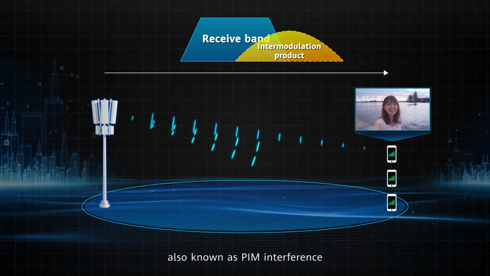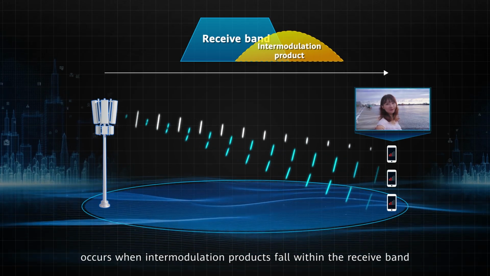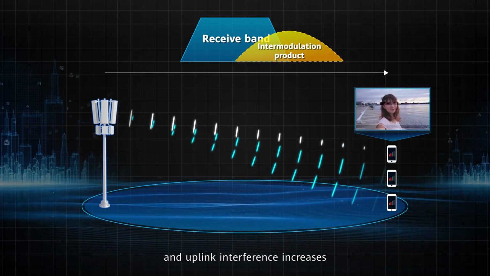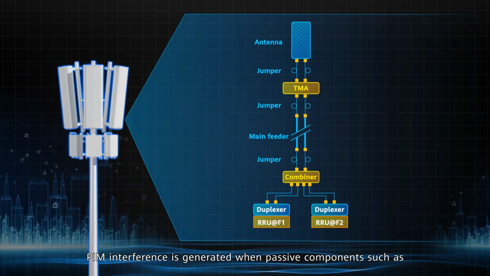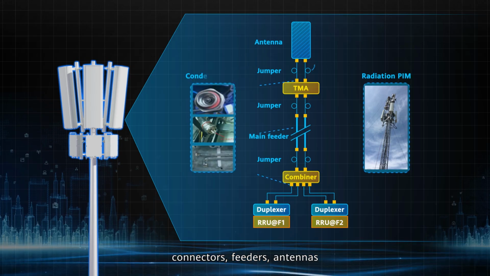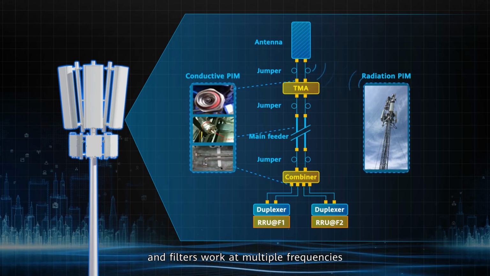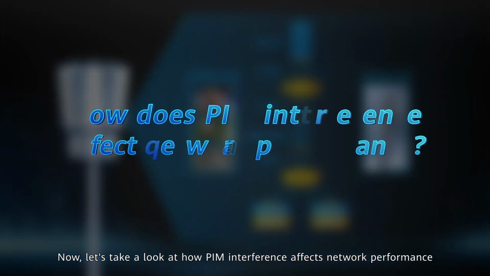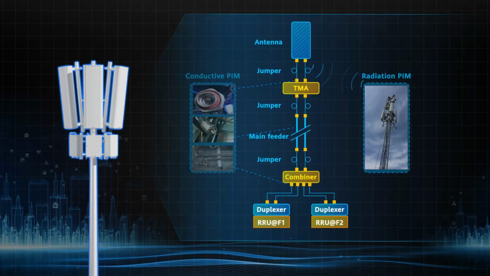Intermodulation interference, also known as PIM interference, occurs when intermodulation products fall within the receive band and uplink interference increases. PIM interference is generated when passive components such as connectors, feeders, antennas, and filters work at multiple frequencies. Now, let's take a look at how PIM interference affects network performance.